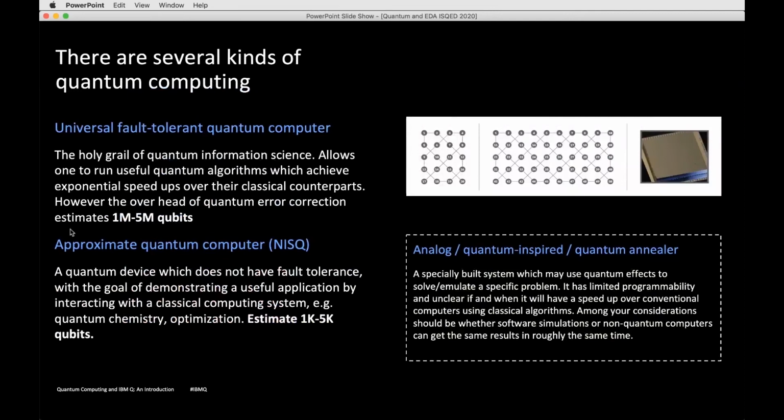Unfortunately, the estimates currently are that you probably need 1 to 5 million physical qubits as the overhead to produce really extremely high quality, perfect logical qubits. So clearly, this is still very far from practical. However, a couple of years ago, John Preskill observed that there's probably a lot of interesting stuff we can actually do with quantum computers that don't have full fault tolerance yet.